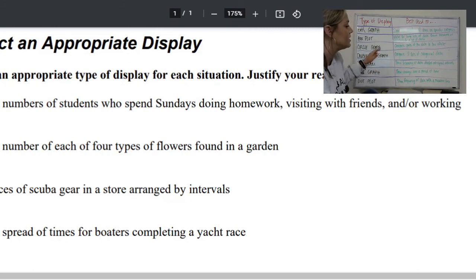We can show the frequency of data divided into equal intervals. Okay, the spread of time is an equal interval. I mean, they're showing you the spread of time. A histogram is also going to be our winner chicken dinner.